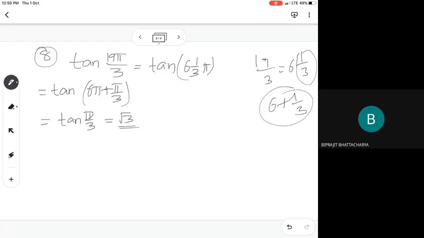समझ में आया? हेलो, हाँ सर। हाँ, समझ में आया ना?